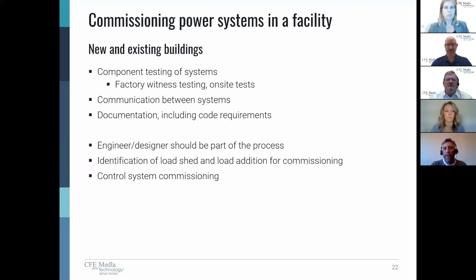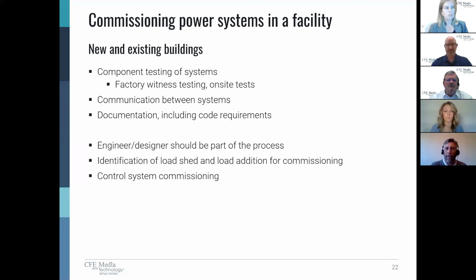You're also providing data to the owner, to the client, saying that here is our proof that this system is working properly, and that if anything does come up down the road, that documentation is there to protect everybody's best interest and help troubleshoot that situation at that time.